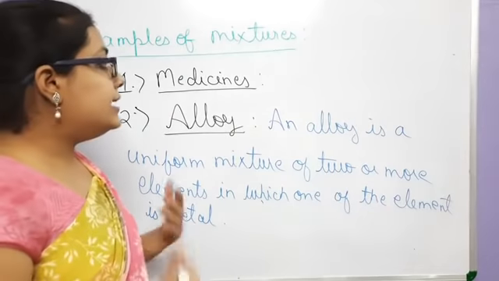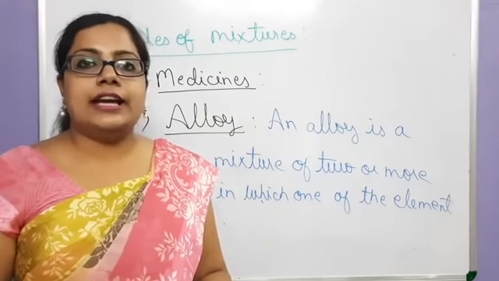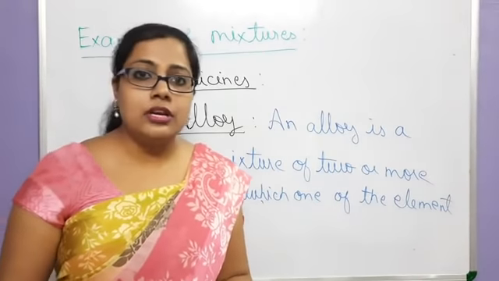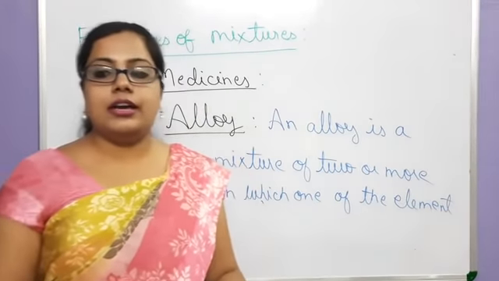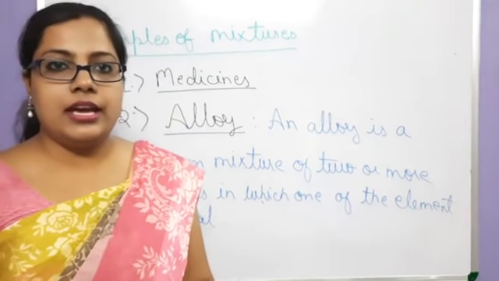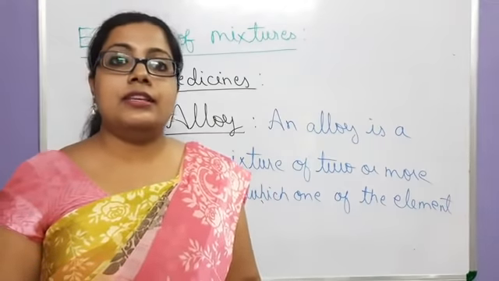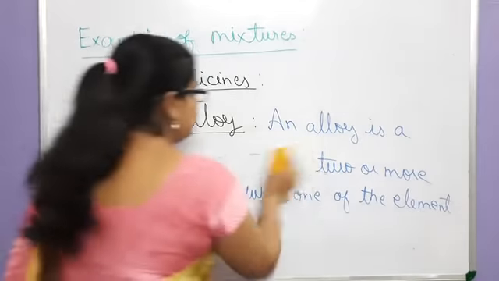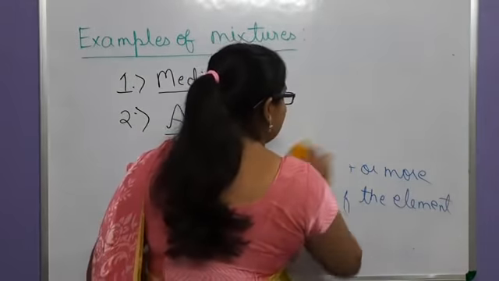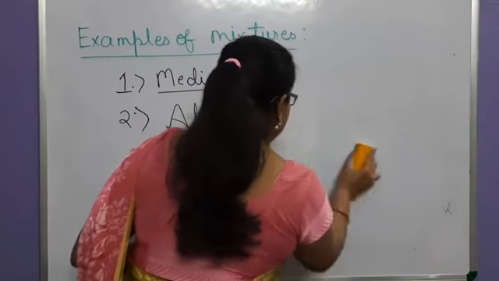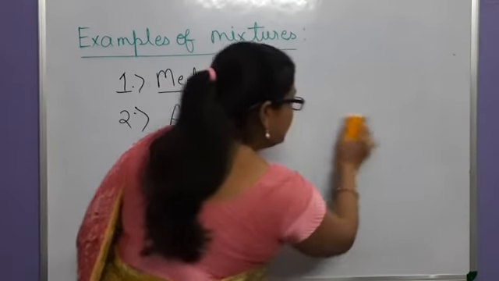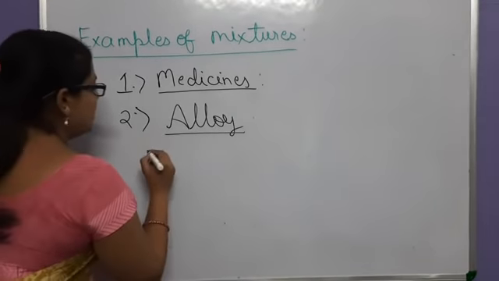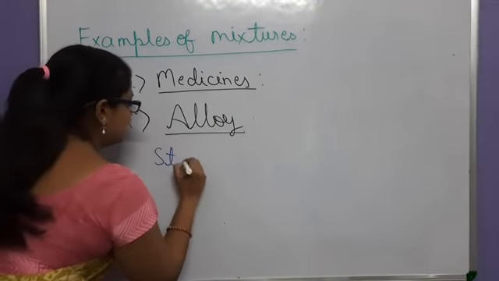Now, why are these alloys formed? Why is there a need for the formation of alloys? There are various types of alloys found around us. The very first example is stainless steel. These alloys which I am talking about are very important from the examination point of view also, so please pay attention to it. So the first alloy is stainless steel.